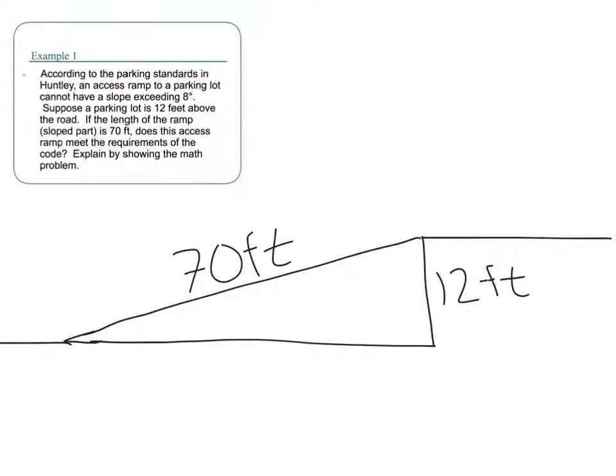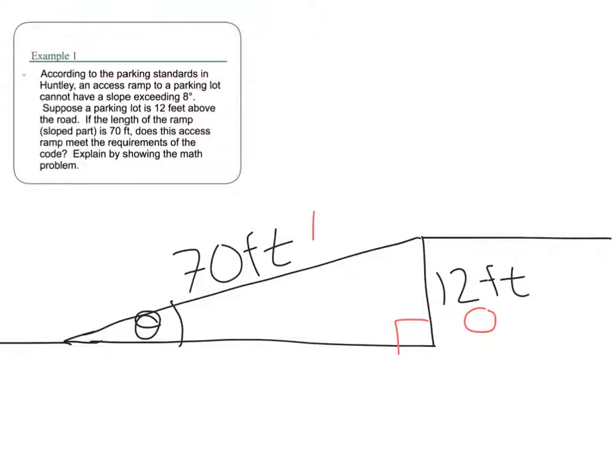And I want to make sure that we don't have a slope that exceeds 8 degrees. So this angle right here, theta we'll call it, I want to see if that's bigger or smaller than 8 degrees. So basically, I could solve for the angle and see what my answer is, and that would tell me whether or not it works. Well, that's my angle there. What's my 12-foot side? That is my opposite side in relation to the angle, because this is a right angle right here.